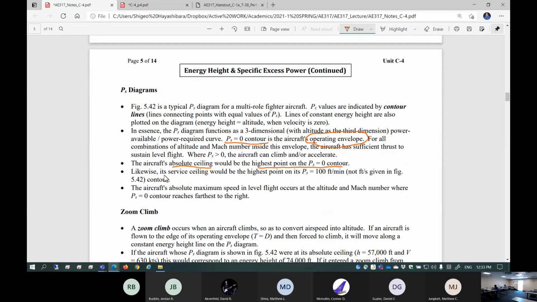And likewise, you can actually determine service ceiling. In other words, service ceiling can be defined by the highest point on its PS equal to 100 feet per minute contour. What is that in feet per second? Basically multiplied by 60, right? So no, divide by 60. So 0.0... 1.67 feet per second. Okay.